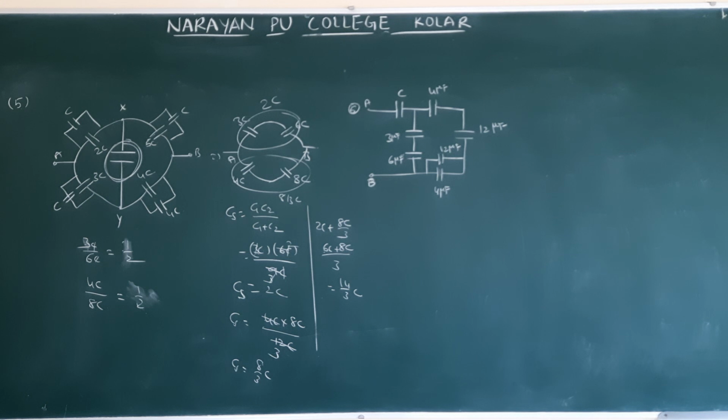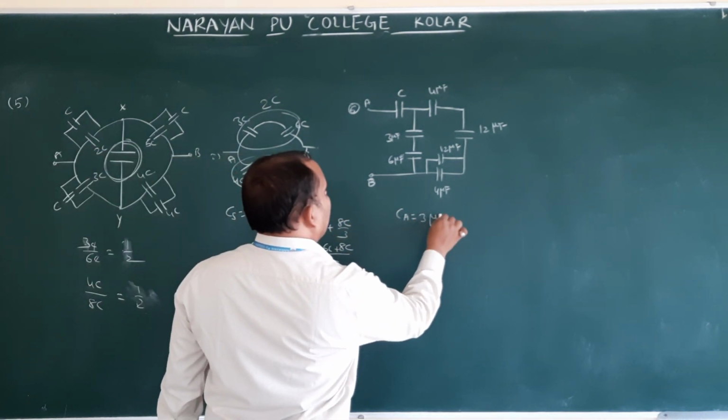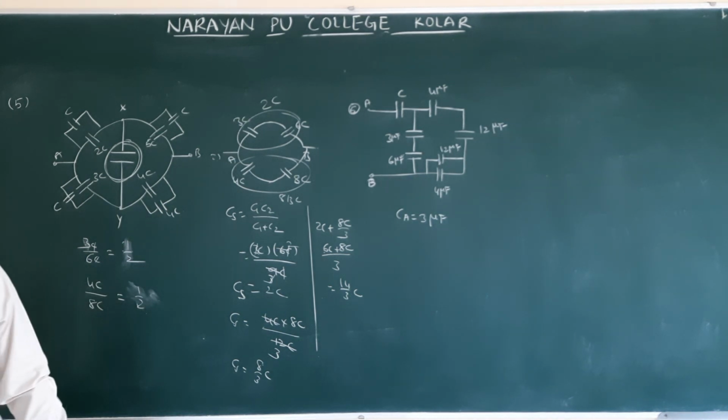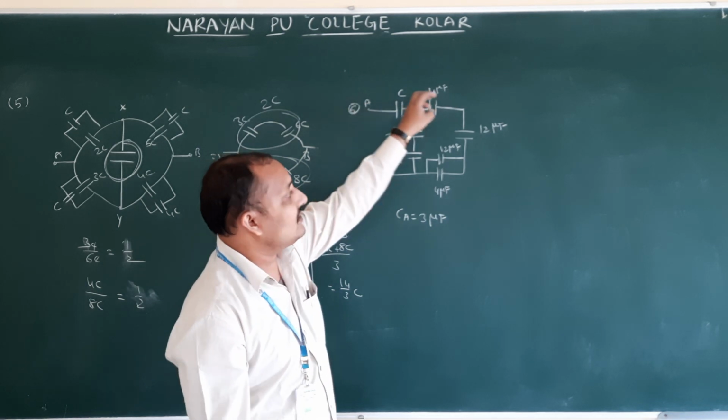Now see the sixth one. Sixth one also they gave. I have drawn it on the board. In the following circuit, the resultant capacity between A and B is 3 microfarad. Then the value of C. This value they asked. So we have to simplify this circuit.